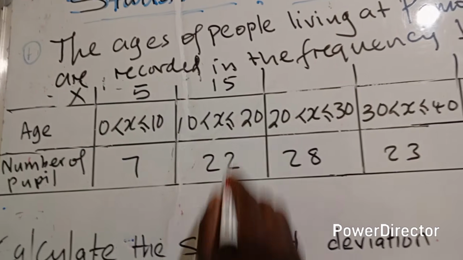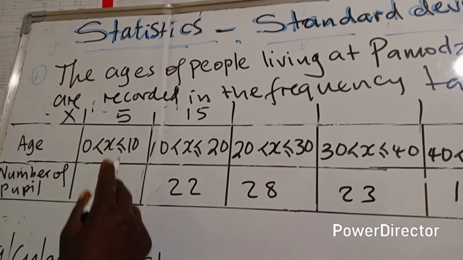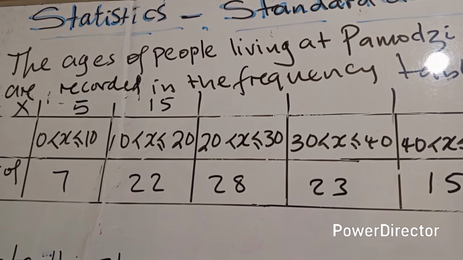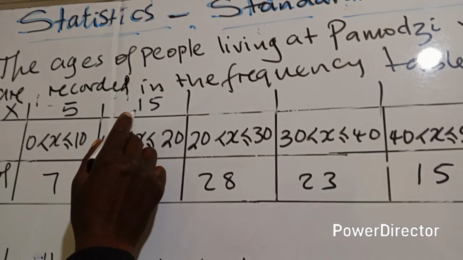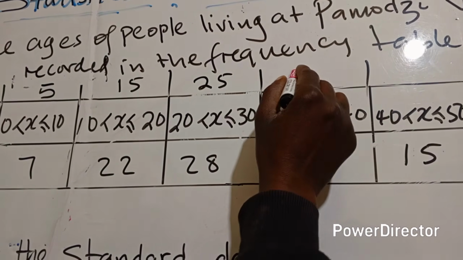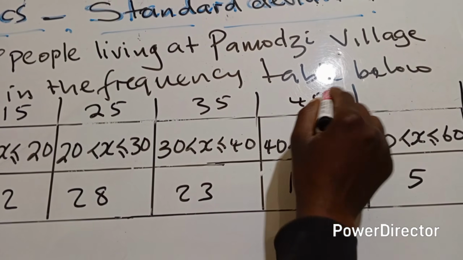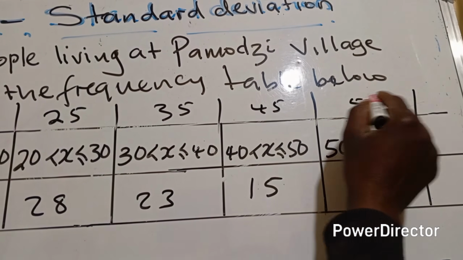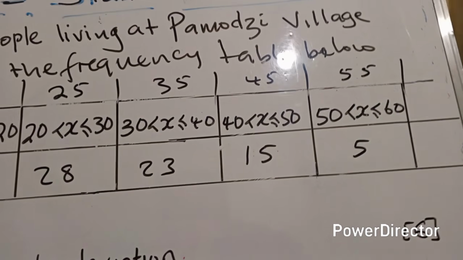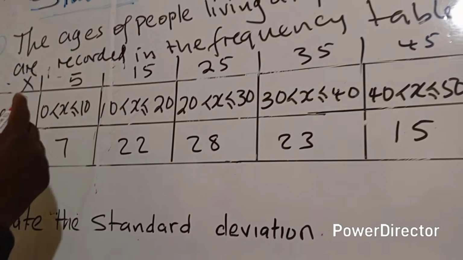Now, ladies and gentlemen, in an exam, don't waste your time dividing. You can see for them to get 15, they added a 10. So it means 10 plus 5, 15. 15 plus 10, 25. 25 plus 10, 35. 35 plus 10, 45. 45 plus 10, 55. So this is how they were doing it. You come up with what we call a sequence. This is just a sequence of numbers, and this is my X.